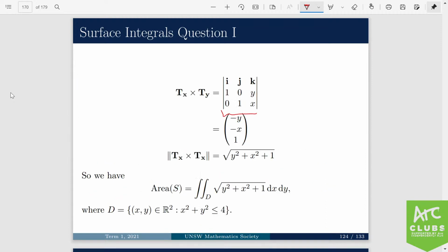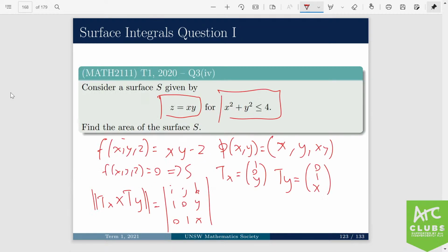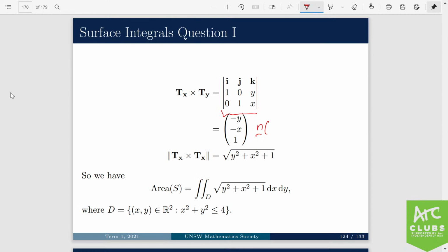Yep, so we have this, and then compute that, so that's just n, what's the notation? N of x, y, and then we take the Euclidean norm, so that's the square root of the sum of all the components squared. So this is our norm, and to compute the surface area, we just need to take the double integral of this over the area. It's not that nice to compute directly.